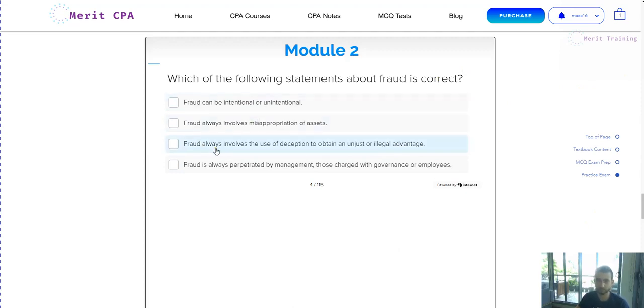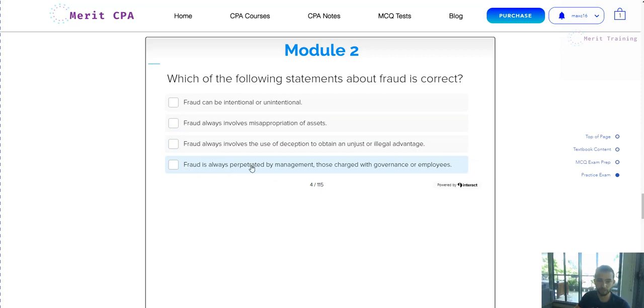C is fraud always involves the use of deception to obtain an unjust or illegal advantage. I mean, that's most likely the correct answer, because it's deliberate deception in order to obtain an unjust or illegal advantage. So most likely that's correct.